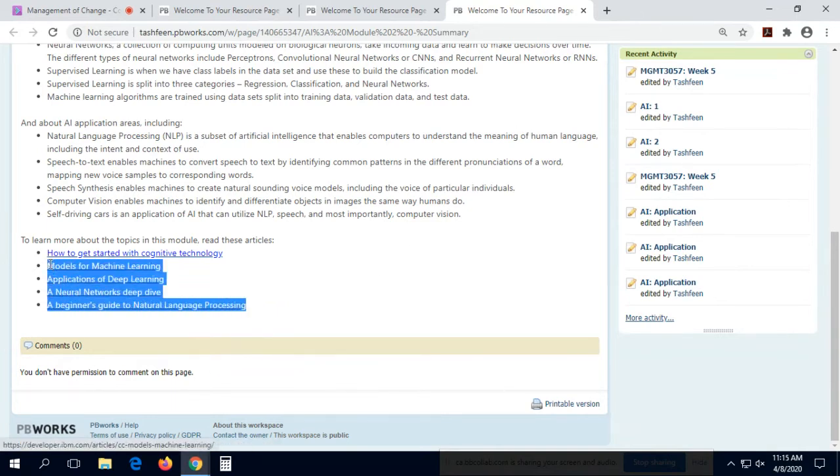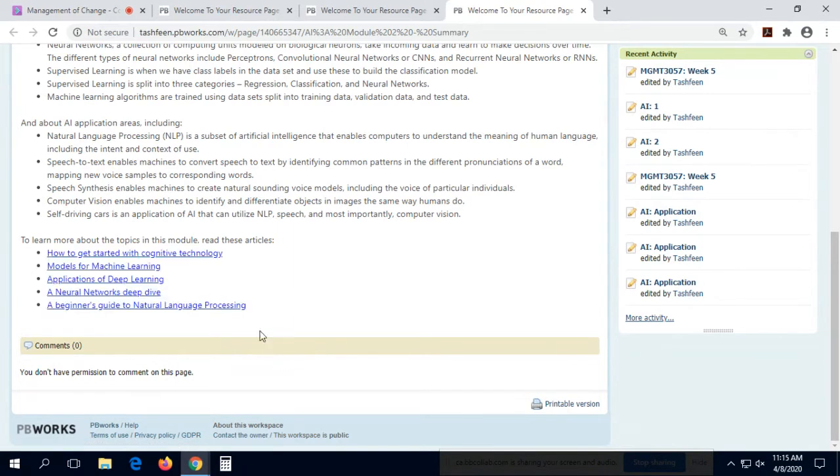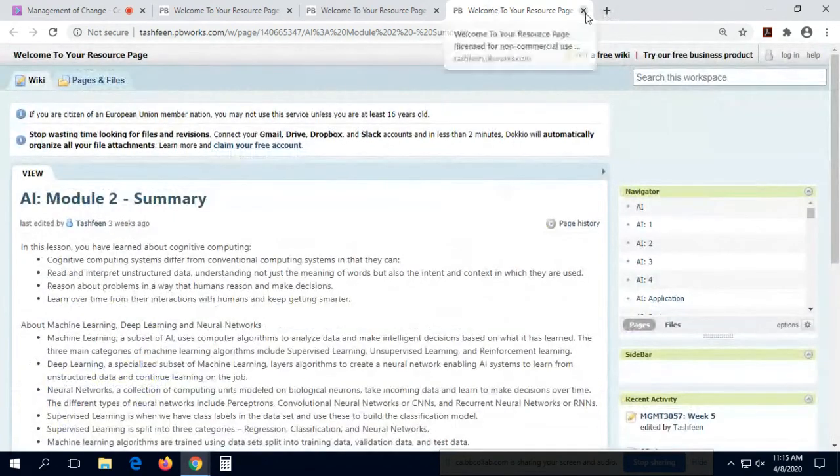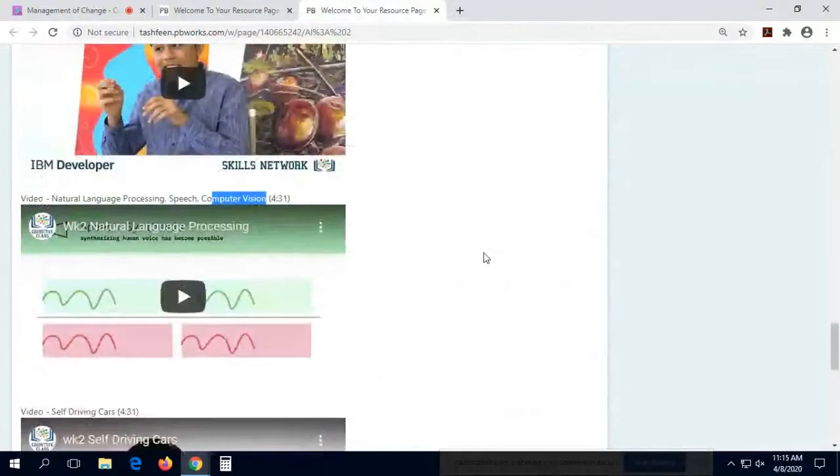Anyways, I've posted some links here, applications of deep learning, the neural network, deep dive, and so on. But please understand that I have ensured that this remains a basic AI course. So I have ensured that the things which I am posting, anyone who is not very familiar with the field will be able to read them without any problem. So it is not high level of anything. Basic. I've tried to ensure that to the best of my ability.